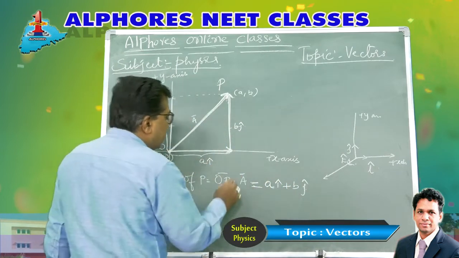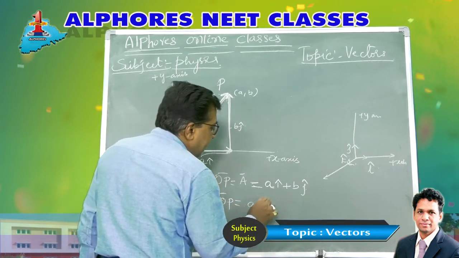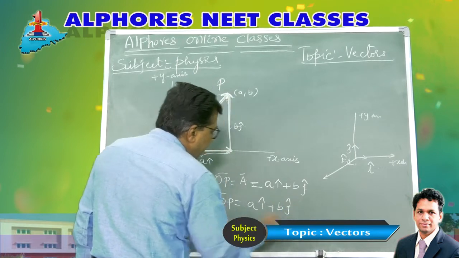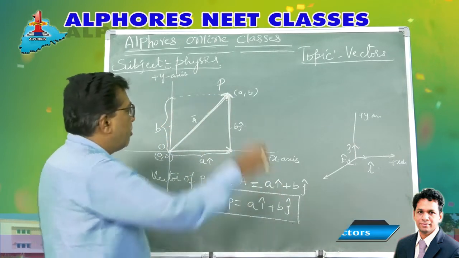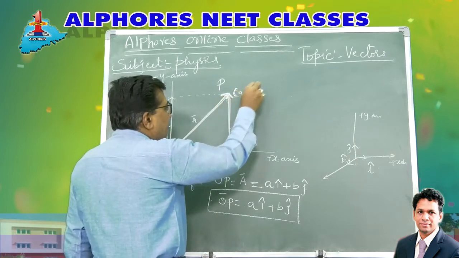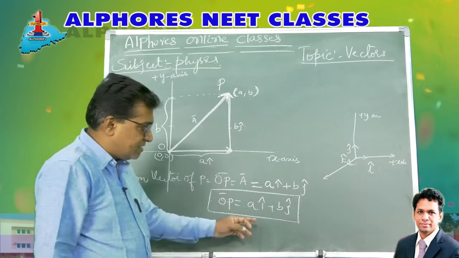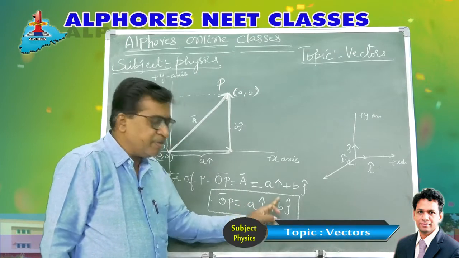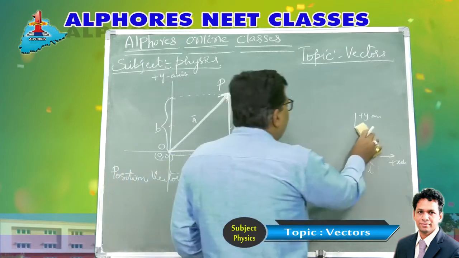So, OP bar or A bar is A I cap plus B J cap. This is the position vector of point P. So, for the point P whose coordinates are A comma B, its position vector can be represented as A I cap plus B J cap, right? So, this is the position vector. Okay, now I got the vector.